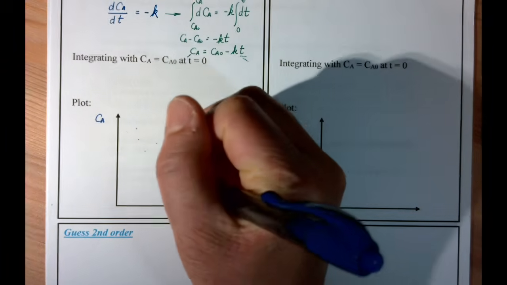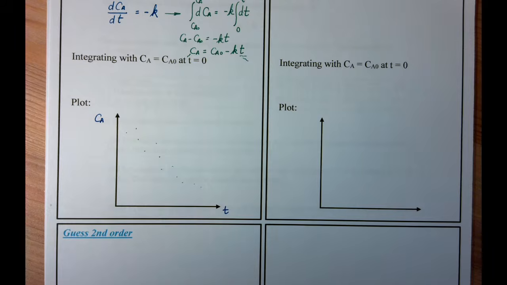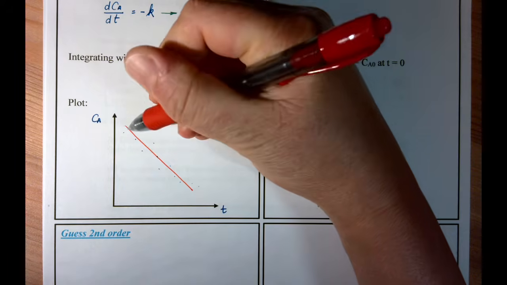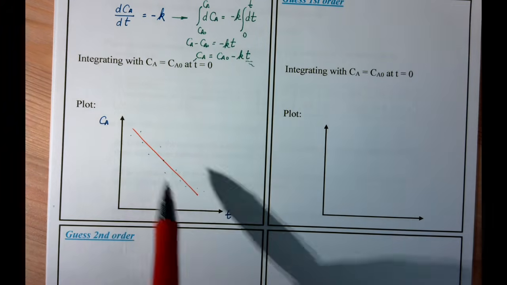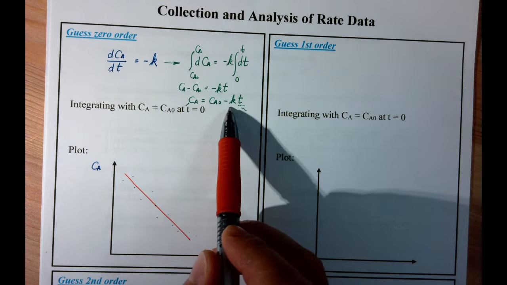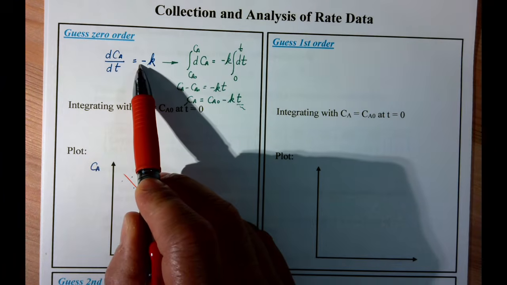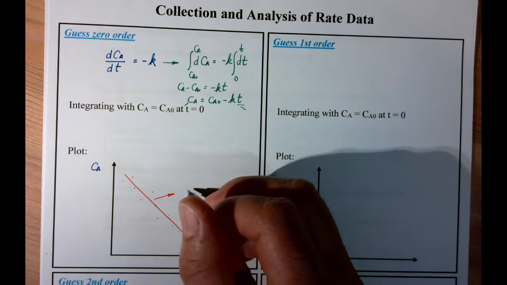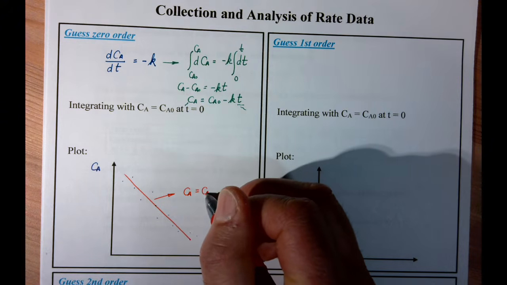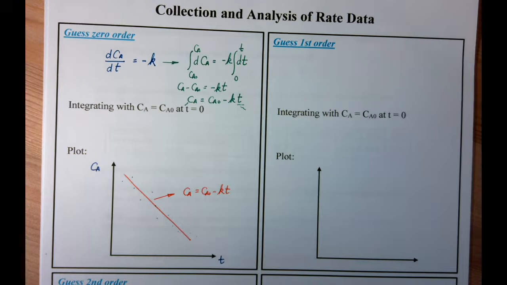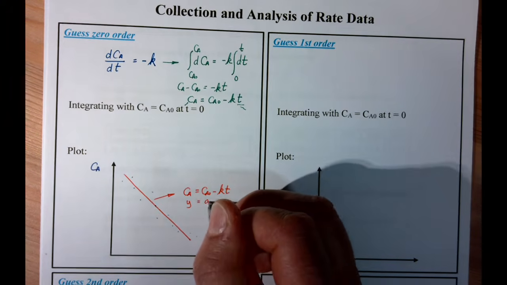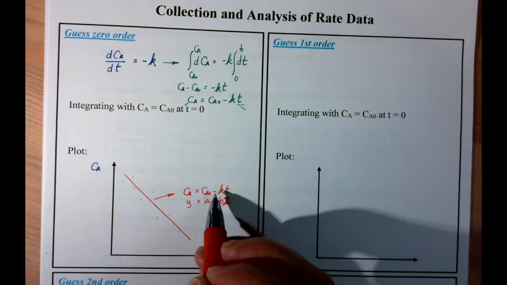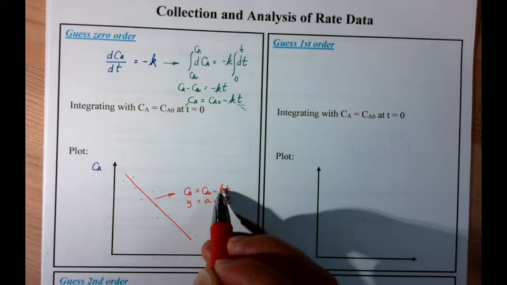If you plot the experimental data and they fall on a line, if you get a good linear regression, then your guess was right, because your experimental data are showing you that this relation is linear, which is what you obtained when you started with a zero order. By the way, the equation of this line would be CA equal to CA0 minus kt. This is the same as saying y is equal to A plus B times x, where B in this case would be minus k. Okay?